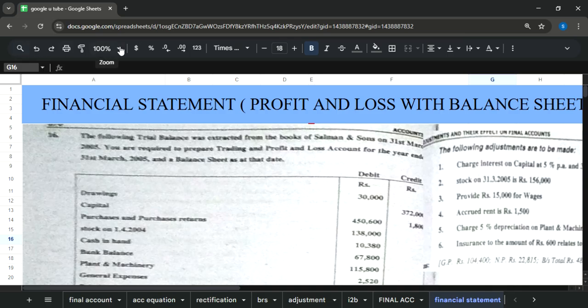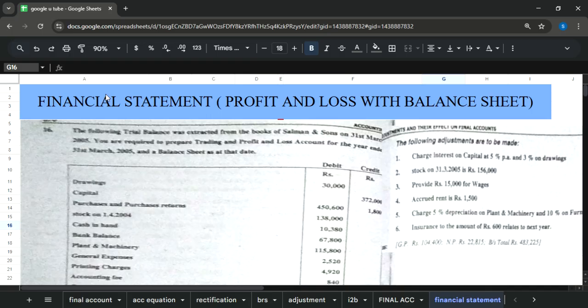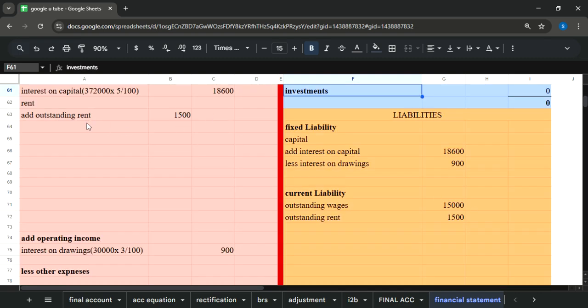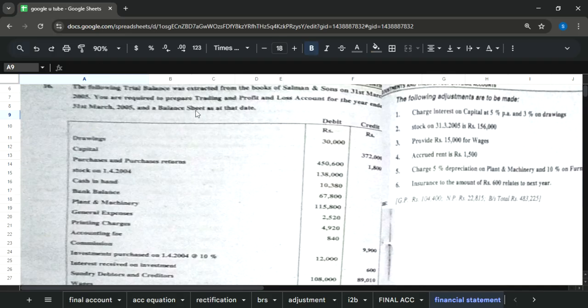Let me see if it can be decreased. Okay, I think now it's okay because there was extra. Let's read out again. Charge 5% depreciation on plant. Again, it's an operating expense. So you will make place over here. First you will write depreciation, and this depreciation is about plant and machinery. So search where plant and machinery is.